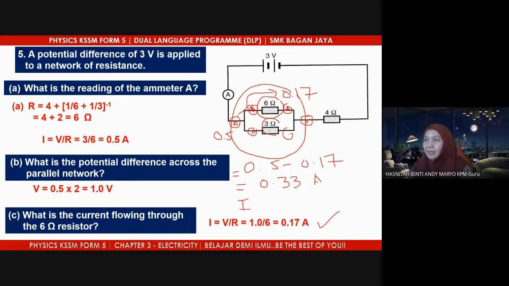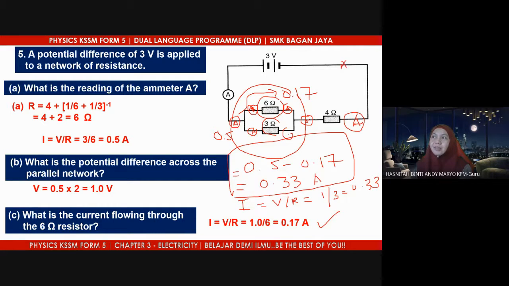Cuba you guna formula. Sama tak jawapan dia? I equals V over R, so 1 over 3. Dapat jawapan sama kan? 0.33. So once you find the current flow on top, for below you can simply calculate it by subtracting: 0.5, the current in the main branch, minus the current flow in the first junction. So when they combine back behind here, 0.17 plus 0.33 becomes 0.5 again. Okay, so you letak satu ammeter sini, dia baca berapa? 0.5. You place an ammeter here, it will also read 0.5.